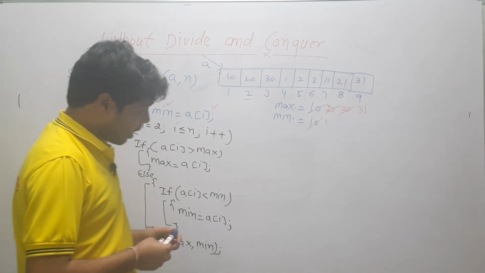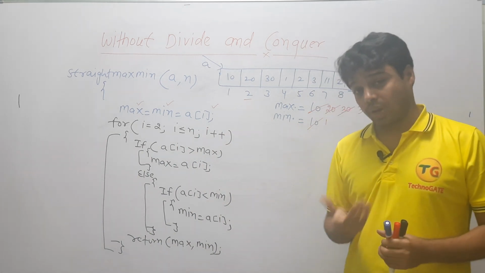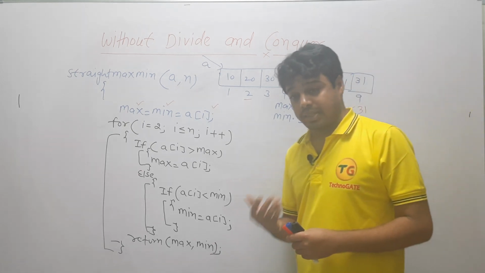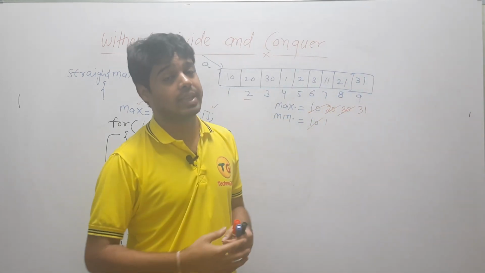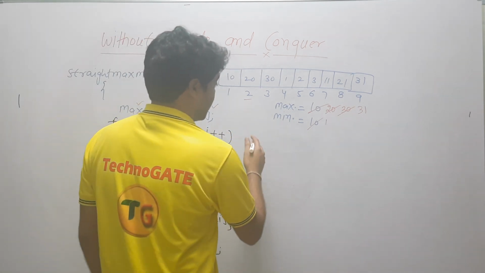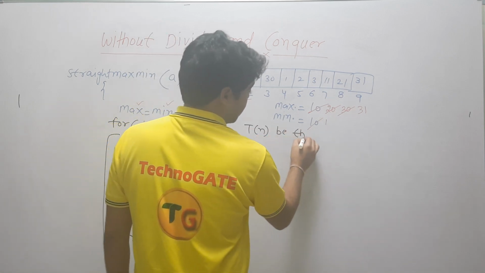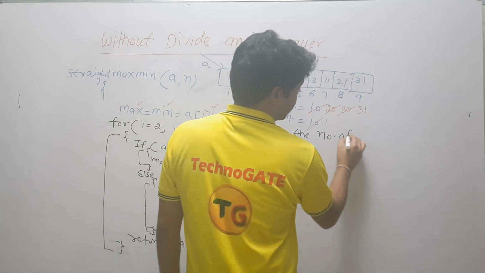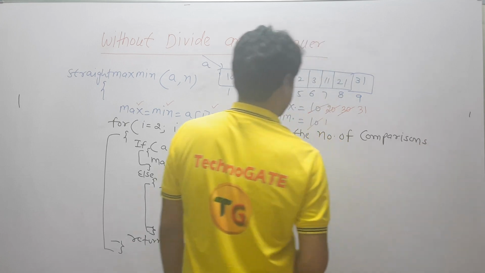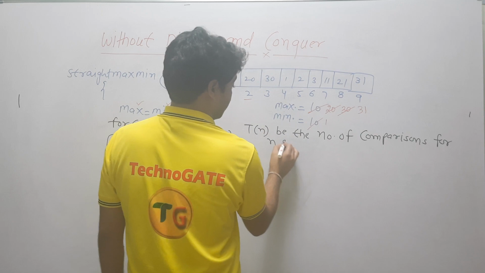Clear here? So now let's take the best case, worst case and average case time complexity. What is the worst case time complexity? What is the best case time complexity? And what is the average case time complexity here? So let's check here. Let Tn be the number of comparisons for n elements.